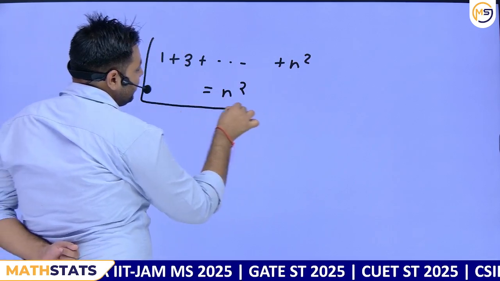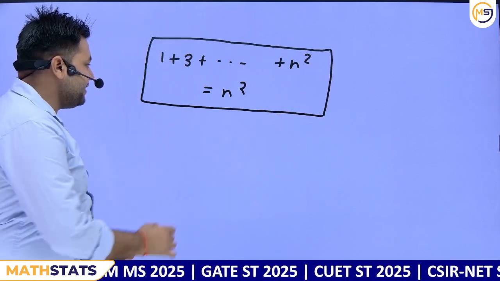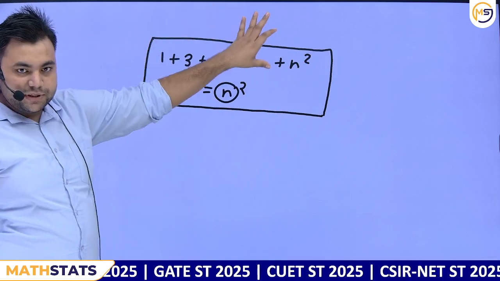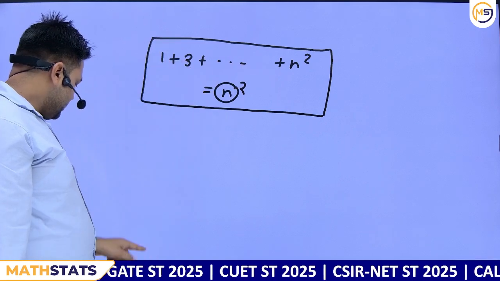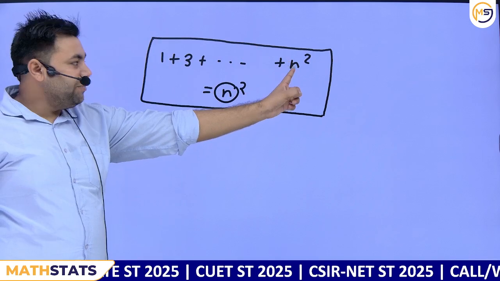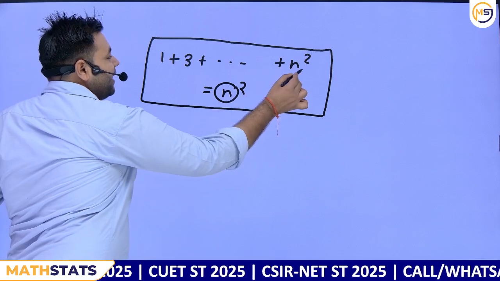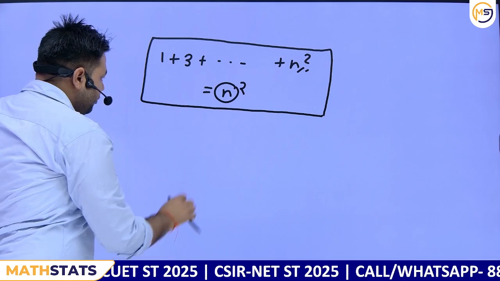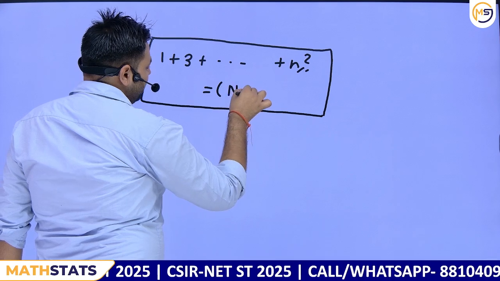This n square equal means, this n means the number of terms here. Okay, here the number of terms, 1 plus 3, not this n. Remember, this is not this n. This n is the number of terms here, equal to the number of terms.